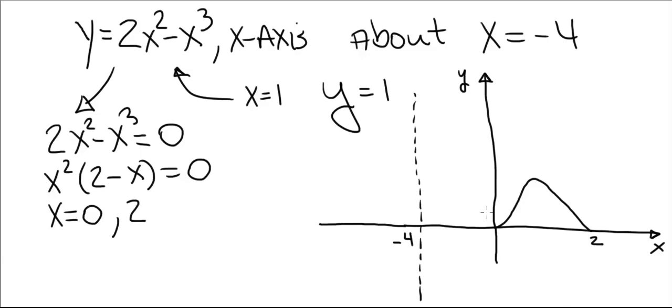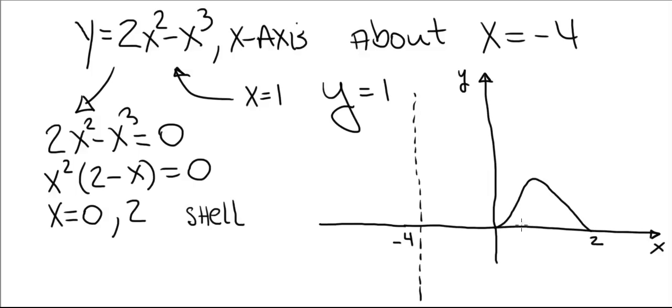We will not be able to solve this problem by using the method of washers because it would be very difficult, if not impossible, for most Calculus 1 students to solve the function 2x squared minus x cubed for x in terms of y. So the only option we have is to use the shell method, which is not going to be difficult at all.